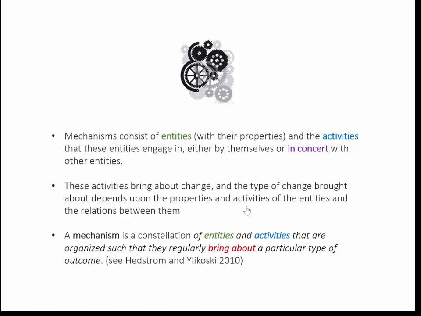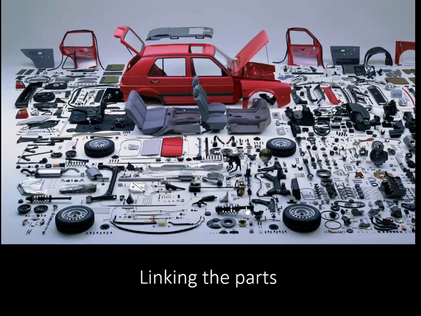So a mechanism, these activities, they bring about change, and the type of change brought about depends on the properties and activities of these entities, and the relations between them. But you already see that they're entities and they are related with each other, and together they bring about what we observe. But I have more examples about that.